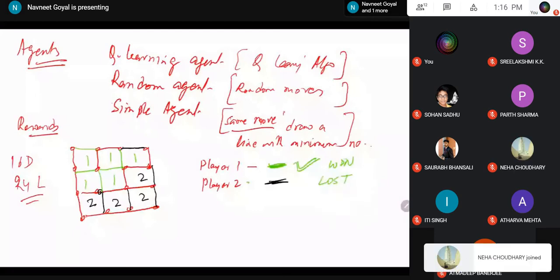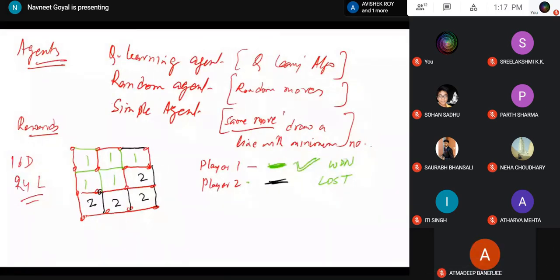What happened here was that player 2 was actually greedy. He wanted to close as many boxes as he could without thinking too much into the future, and he ended up losing the game. So this is one situation. I hope all of you are able to understand this.